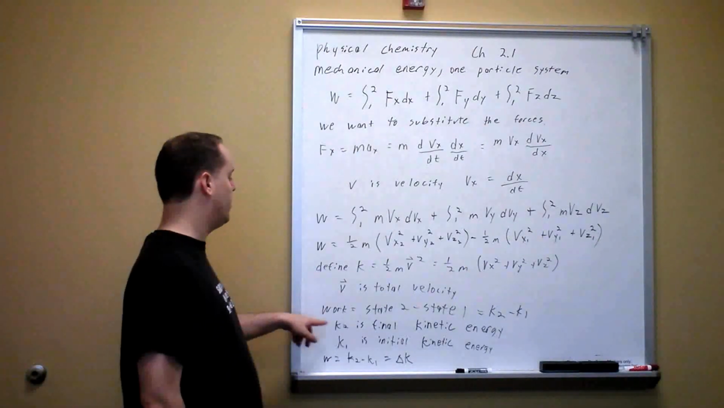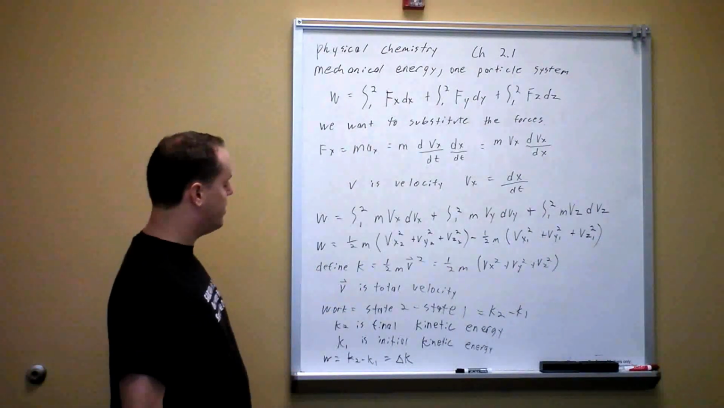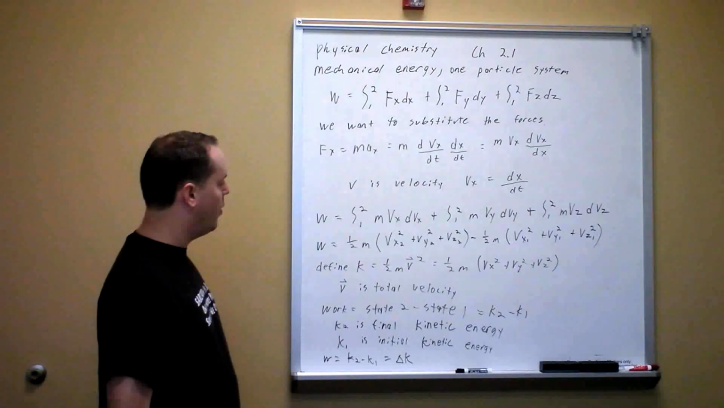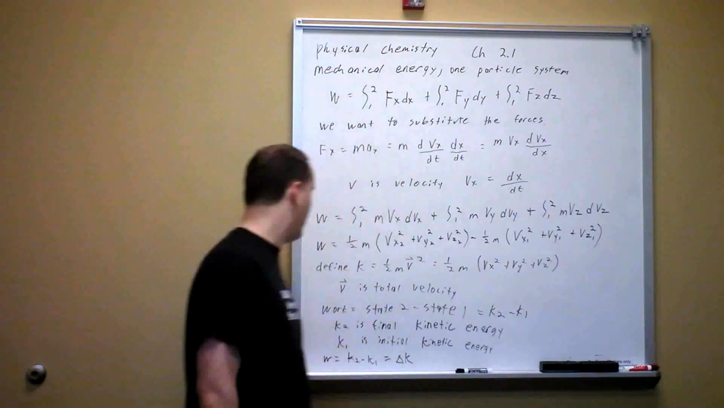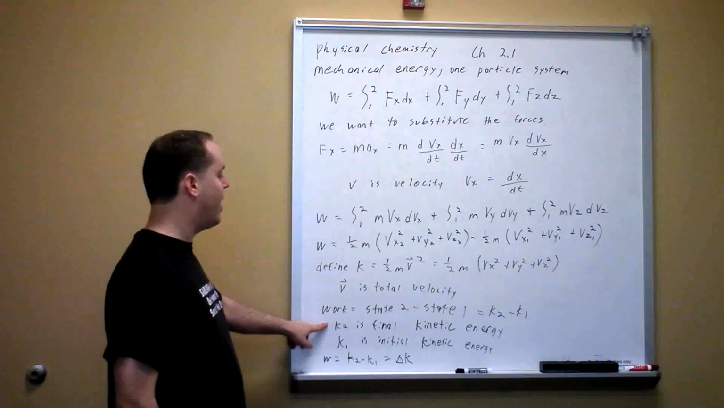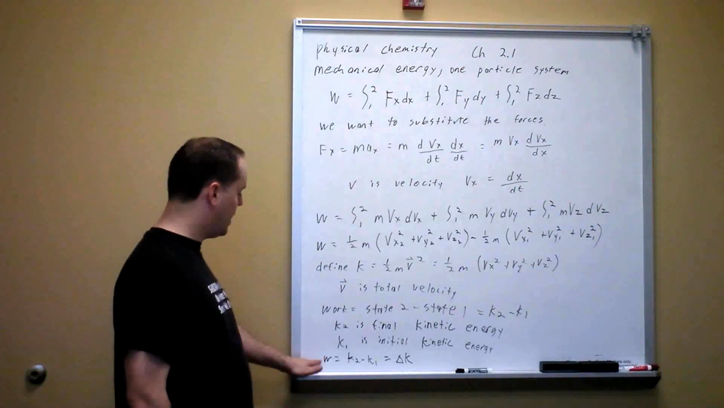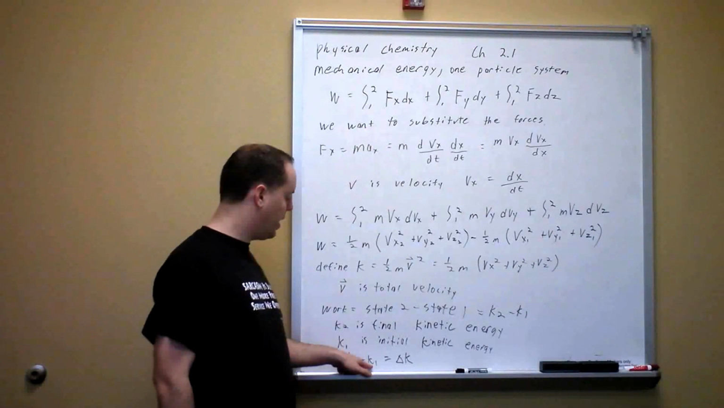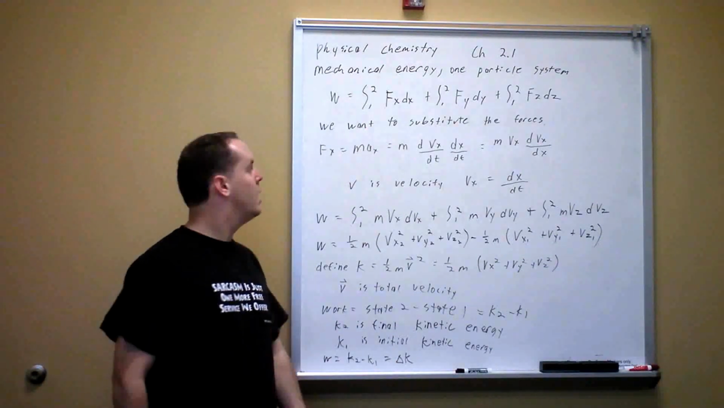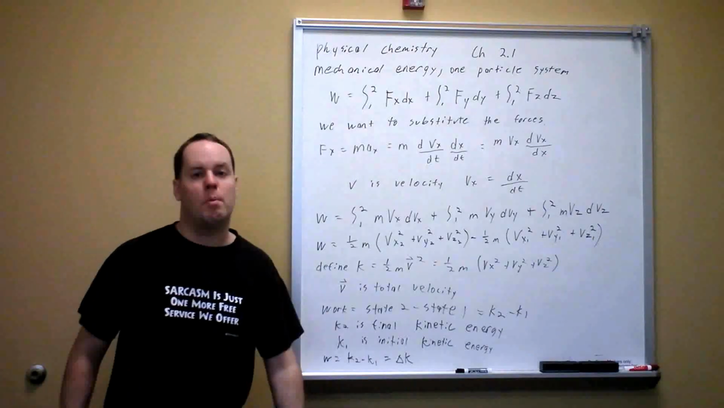So the work really is just the kinetic energy in state 2 minus the kinetic energy in state 1. So we have K2 minus K1, where K2 is our final kinetic energy and K1 is our initial kinetic energy. So we end up with work is equal to K2 minus K1, or just delta K. But remember, this only applies to a one-particle system.